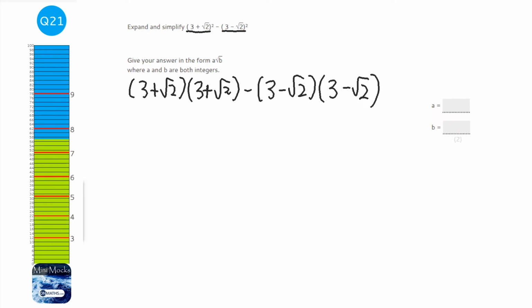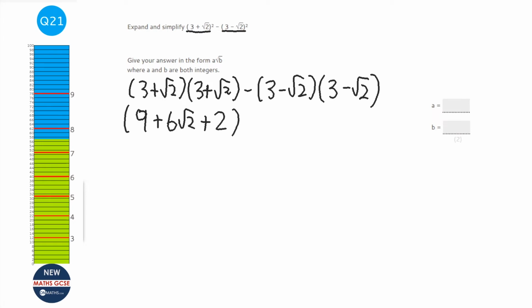So use whatever method you are comfortable with, whether it's FOIL or smiley face or whatever you want. I'm going to put them into brackets though. So 3 times 3 is 9. Then we've got plus 3 root 2 plus 3 root 2, so plus 6 root 2. And then we've got root 2 times root 2, which is plus 2.